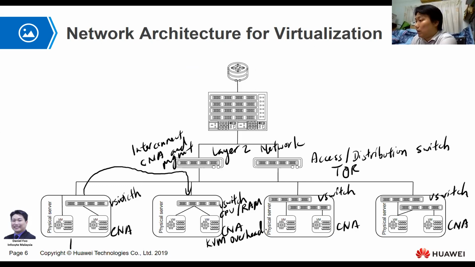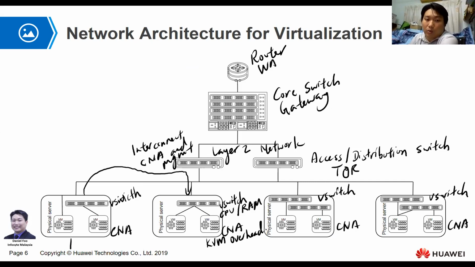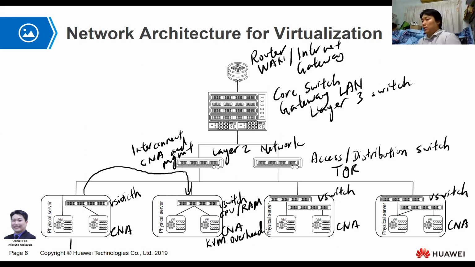If you require layer 3 switching or routing, then here is your core switch, for example. Maybe this core switch will be your gateway, and this router might be another, maybe WAN or internet gateway. This gateway is mainly for your LAN connection, to provide layer 3 switching capability, for example. So you will see that a lot of communication can happen within your CNA node and also the virtual machine.